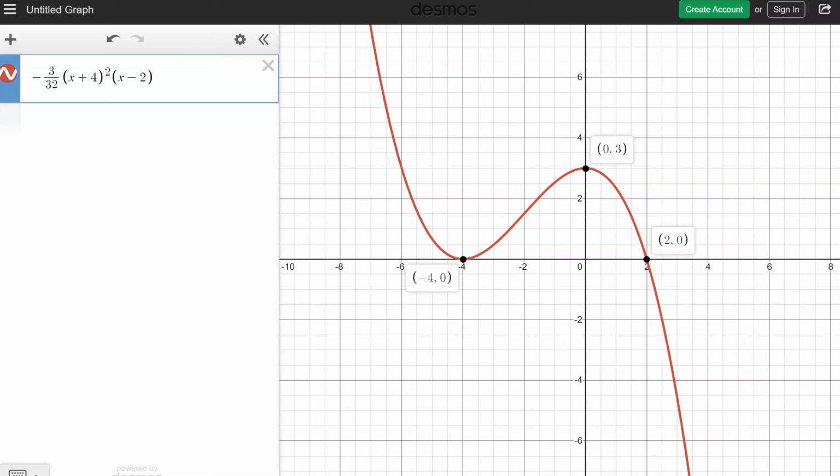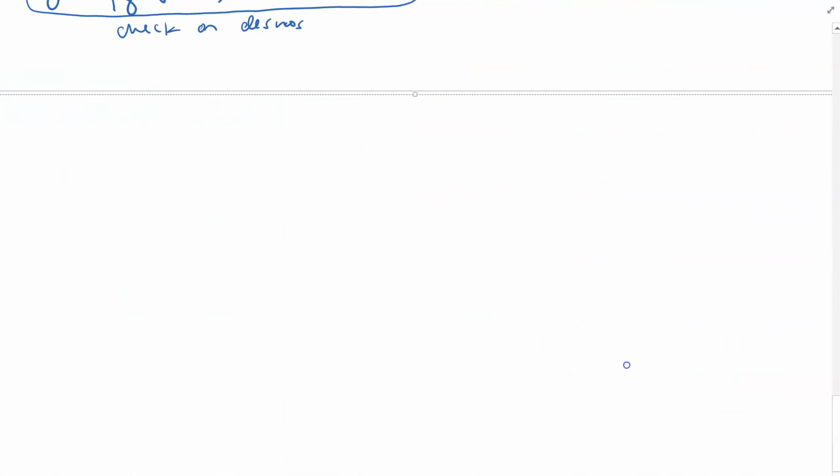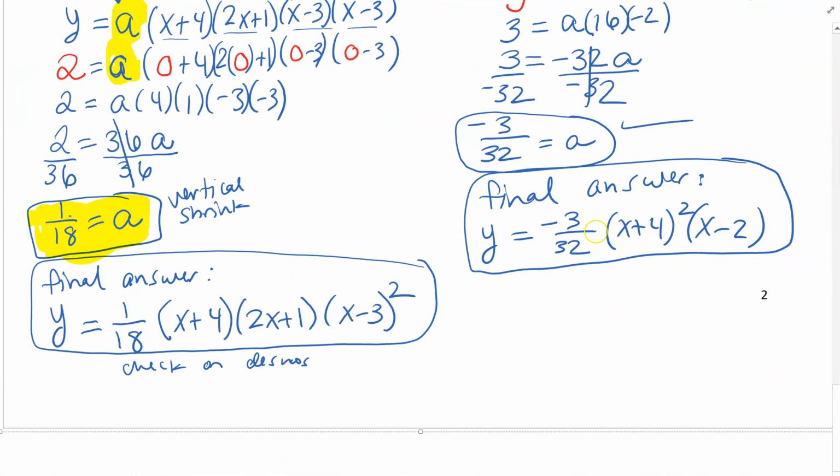And the arrows are pointing in opposite directions. I don't know about you, but I just think that's so cool that we can take a graph that looks complicated like this and come up with an equation that generates pretty much that same exact graph. So these are the final answers for 5 and 6, and I'll see you in class.